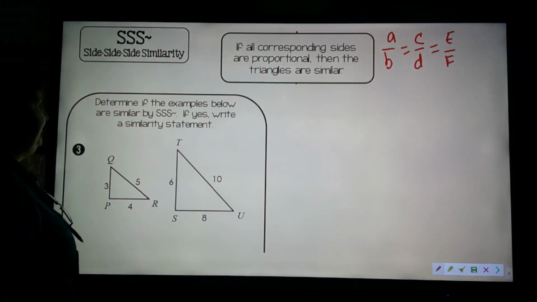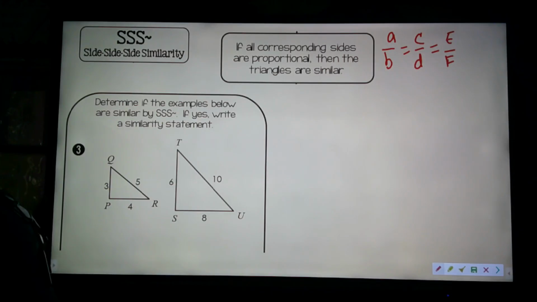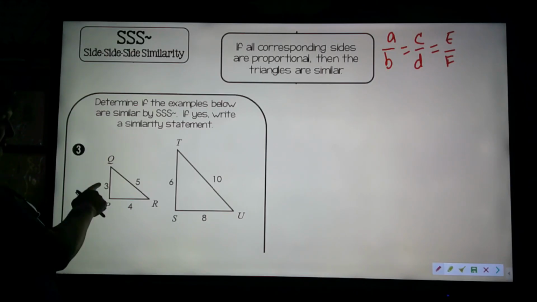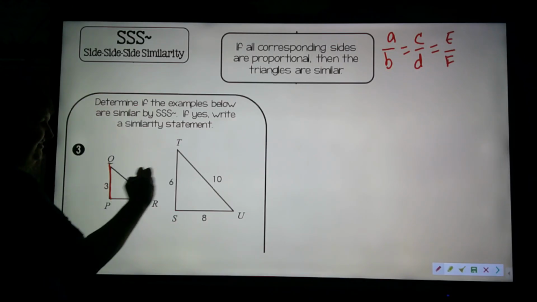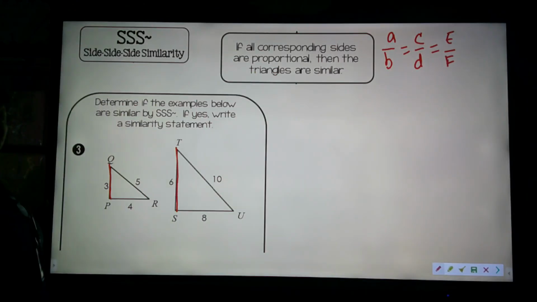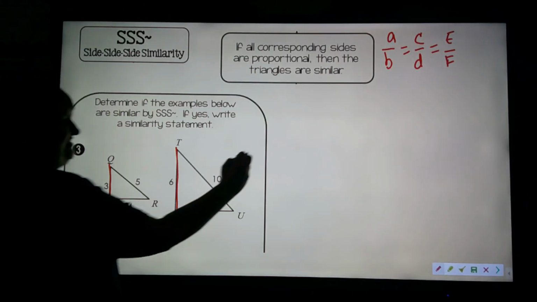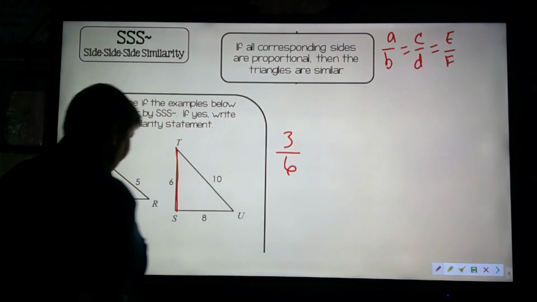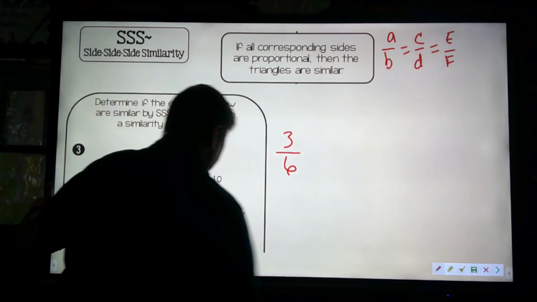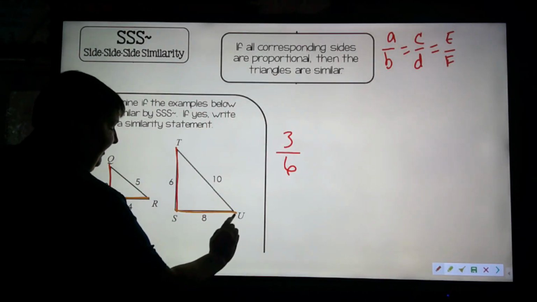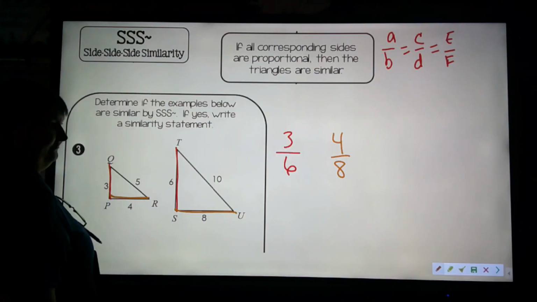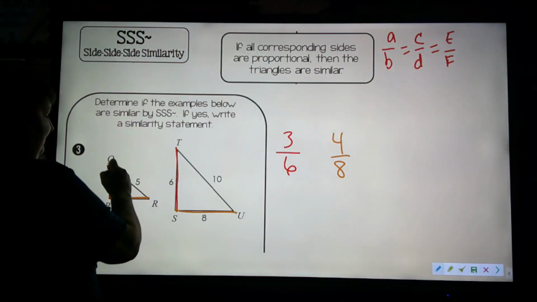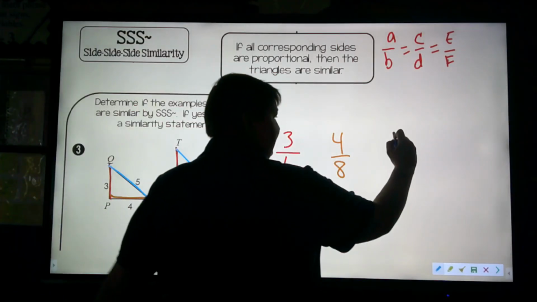Determine if the example below are similar by side, side, side similarity. If yes, write a similarity statement. All we have to do is look at the corresponding sides and see what the ratios are. That side matches that side. 3 to 6 is that ratio. This side matches this side. 4 to 8 is that ratio. This side matches this side. 5 to 10 is that ratio.